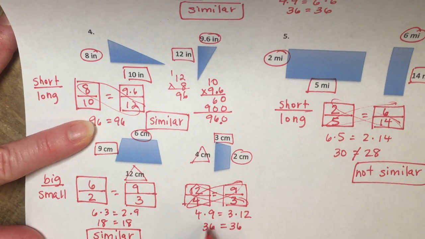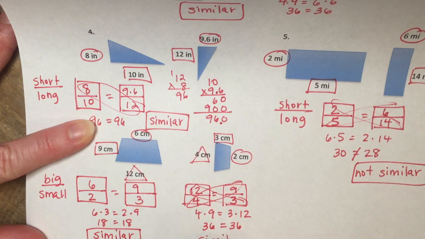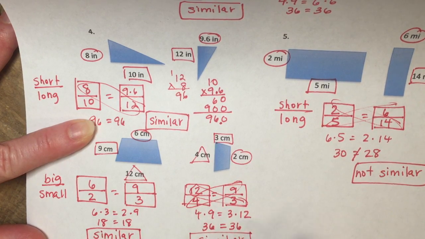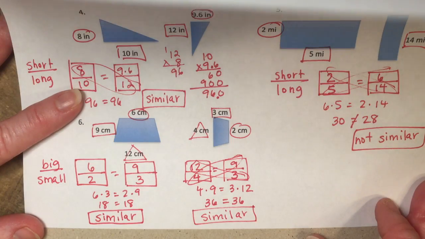If their sides are corresponding and have equal cross products, then you know you have similar figures. Okay, oops, sorry. All right, thanks.